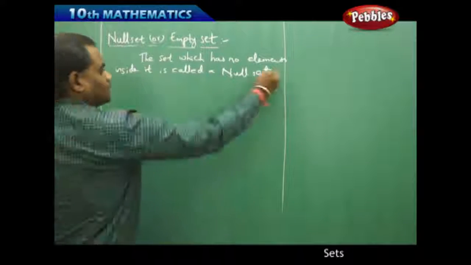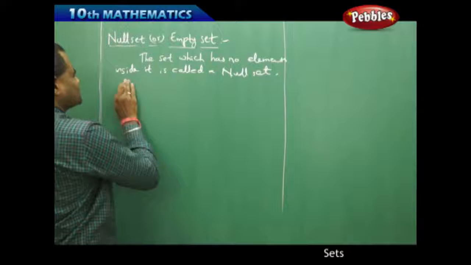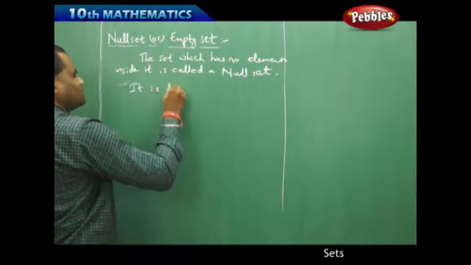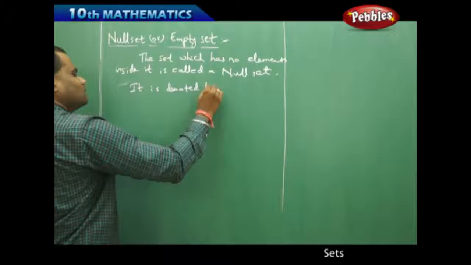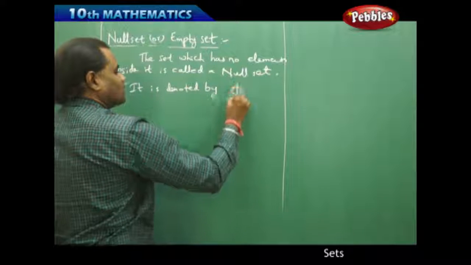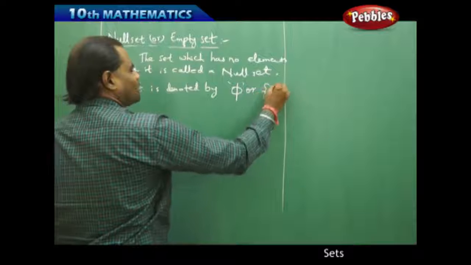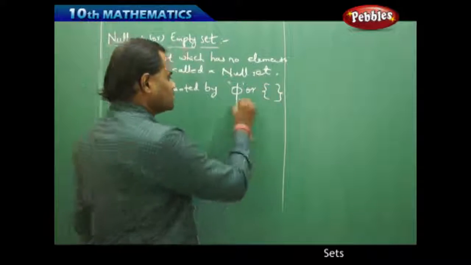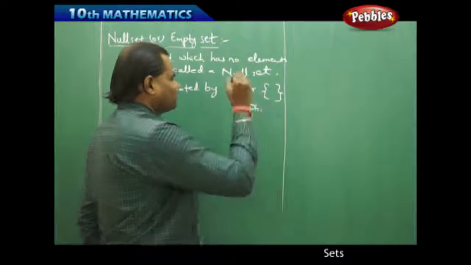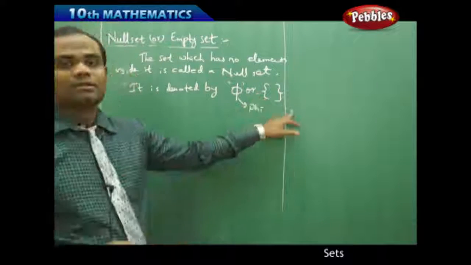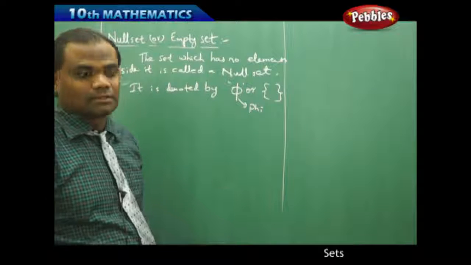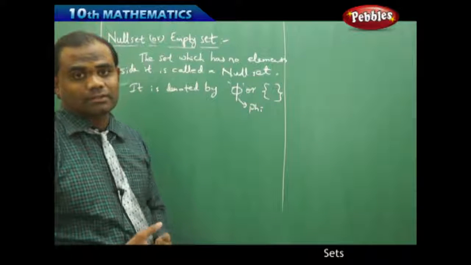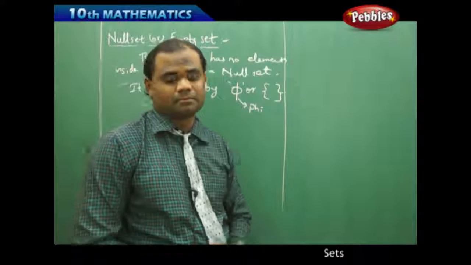With an example, the notation is that it is denoted with this or this. Usually the null set is denoted with phi. This is read as phi, and this is also one of the symbols for the null set. There are no elements inside it.